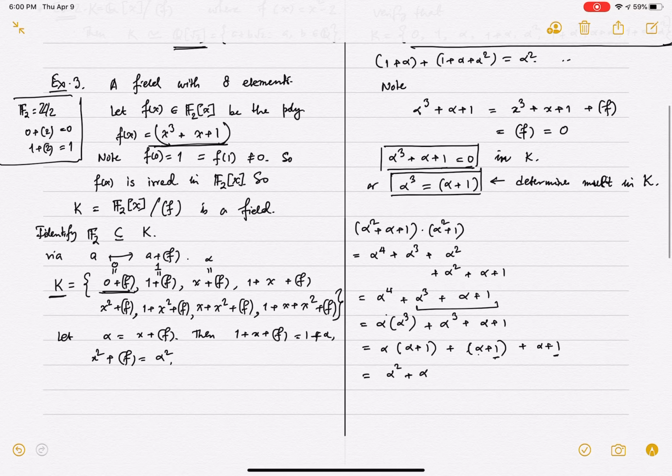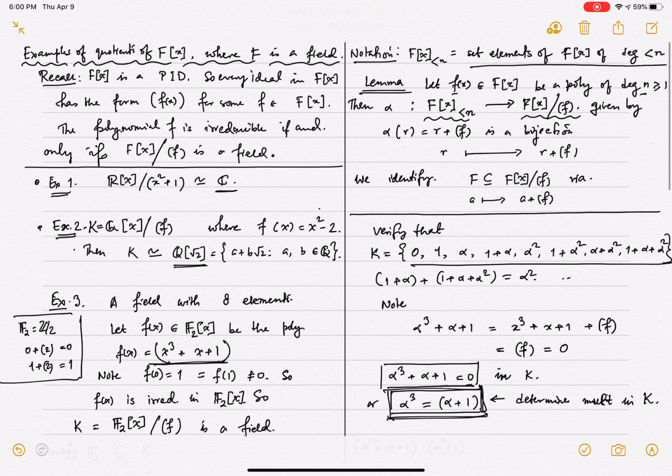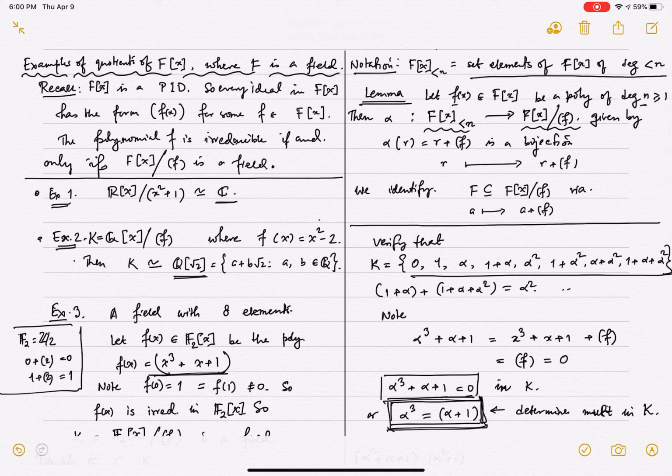The point is that when you multiply, sometimes you'll get expressions which will have higher powers of alpha, but then you can use this master equation to bring down that power until everything is within degree 2. So that's why everything looks like expressions up to degree 2.